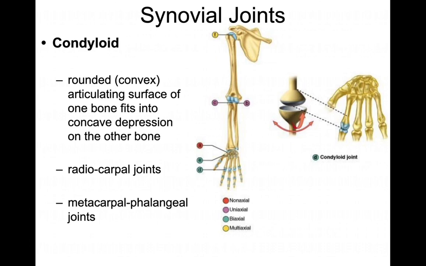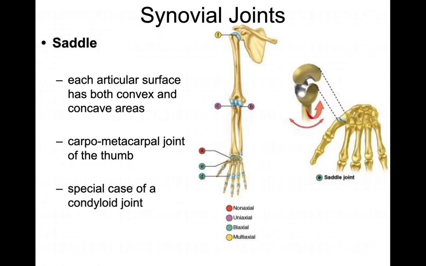Condyloid joints, you've got a rounded or convex articulating surface of one bone that fits into a cave or depression on the other side. This would include the radiocarpal joints, so between the hand and the wrist, and the metacarpophalangeal joints.